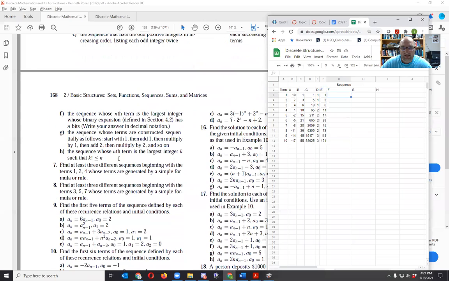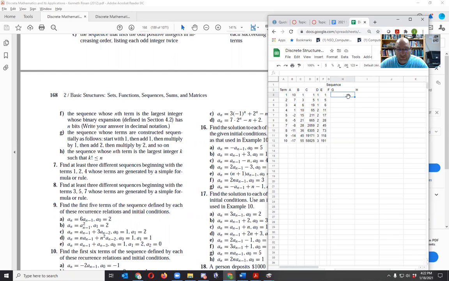Okay, we are on sequence F. And here we have 6F. It says the sequence whose nth term is the largest integer whose binary expansion defined in section 4.2 has n bits. Write your answer in decimal notation. No. I'll get back to it. We'll circle back. I promise I'll be a good kid.